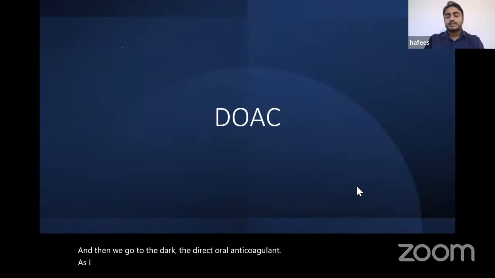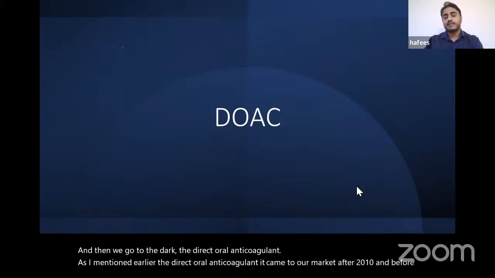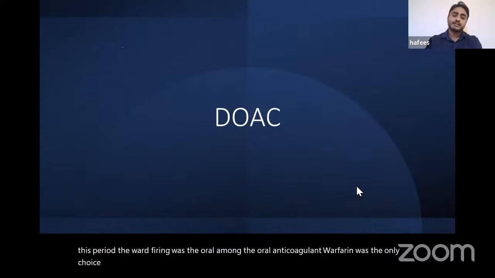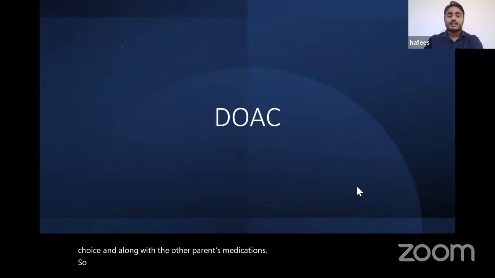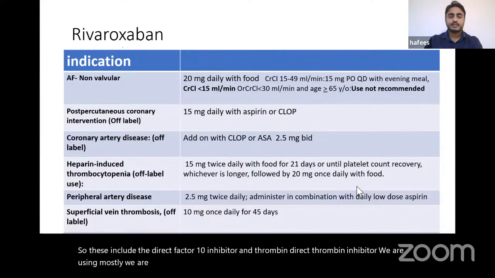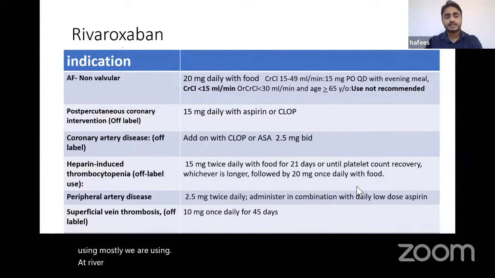As I mentioned earlier, the direct oral anticoagulant came to our market after 2010. And before this period, warfarin was the only choice among the oral anticoagulants, along with the other parenteral medications. So these include the direct factor 10A inhibitor and direct thrombin inhibitor. So we are using rivaroxaban and apixaban, the most commonly used factor 10A inhibitors.